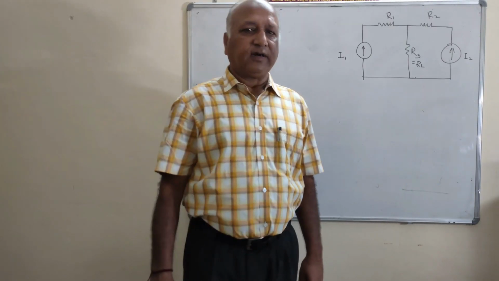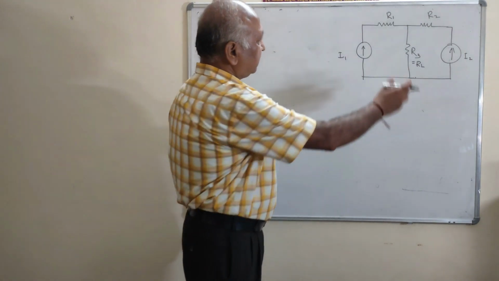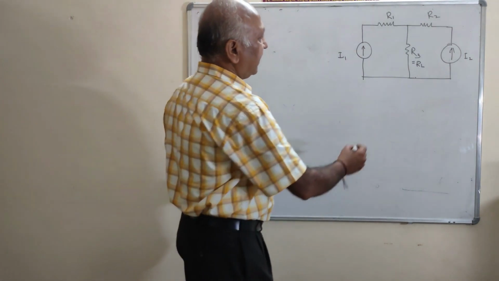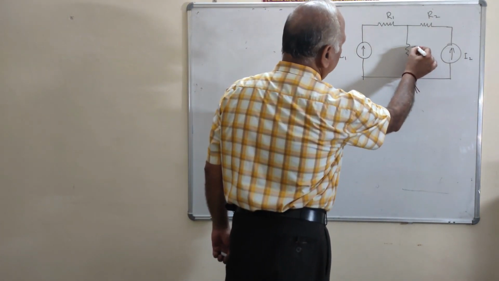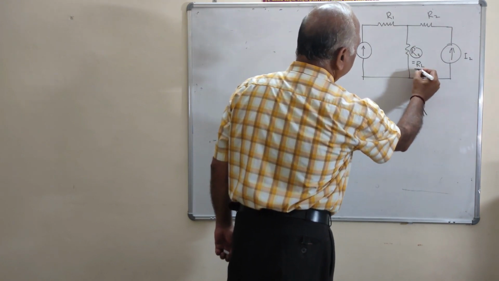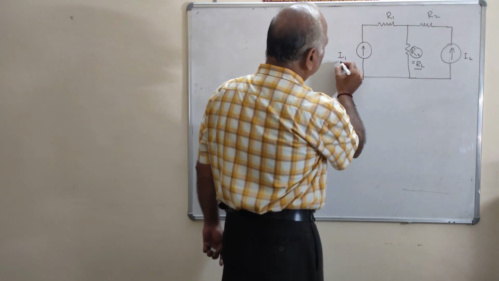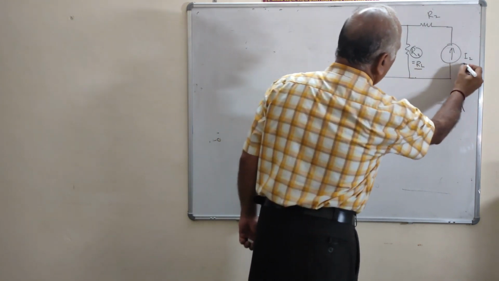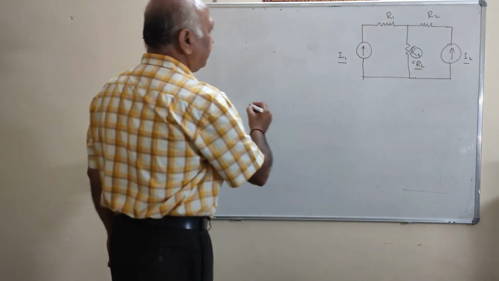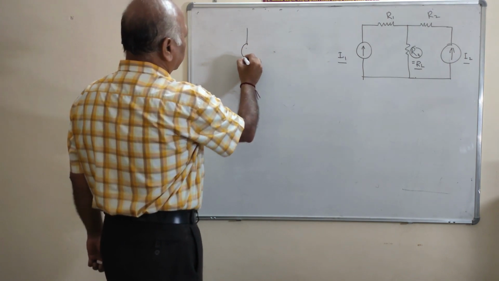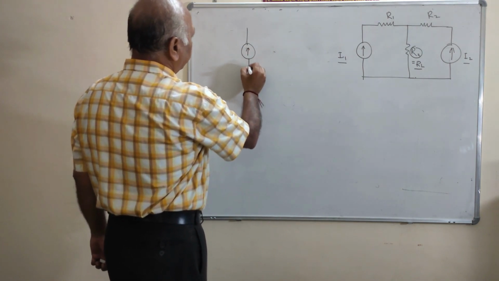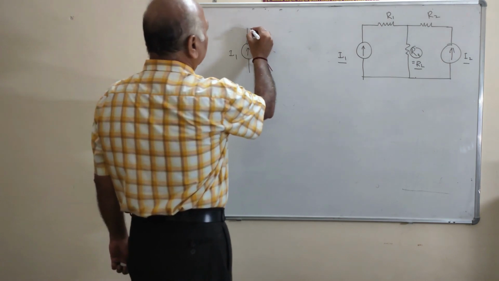Further we will see this network. We have to find the current in R3. We are writing the RL as it is the load resistance. Here we are taking two current sources, I1 and I2.